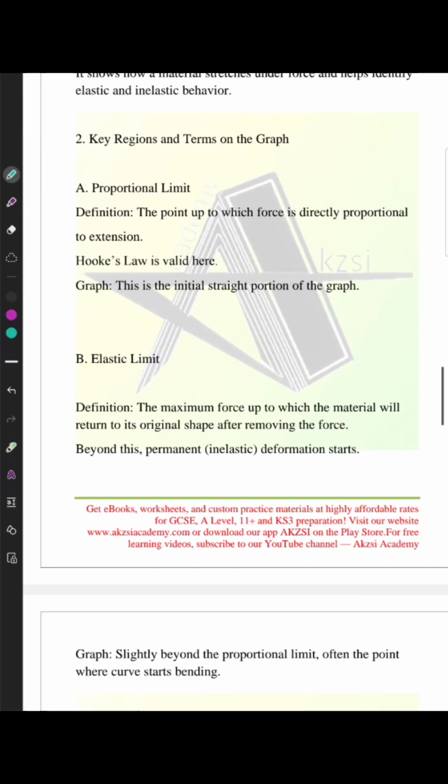Now, these are the terms that I have already explained to you. The proportional limit, or limit of proportionality, is the point up to which the force is directly proportional to the extension. That means Hooke's law is obeyed and valid here, and in the graph we can see a straight line. Till you have a straight line, it's actually obeying Hooke's law.